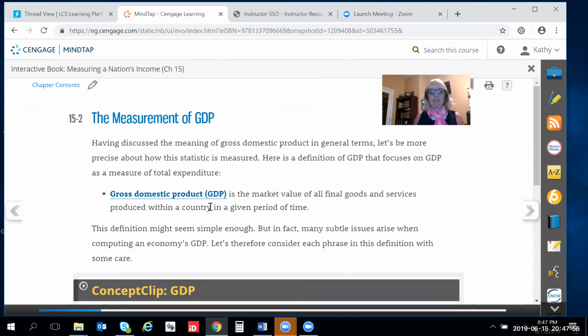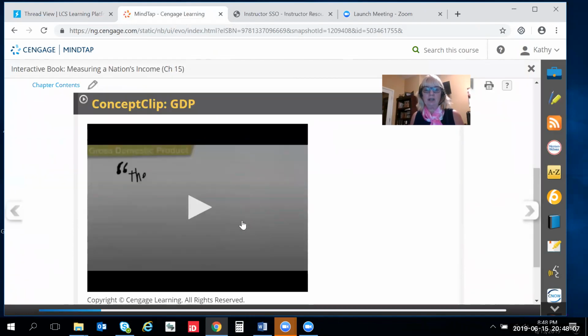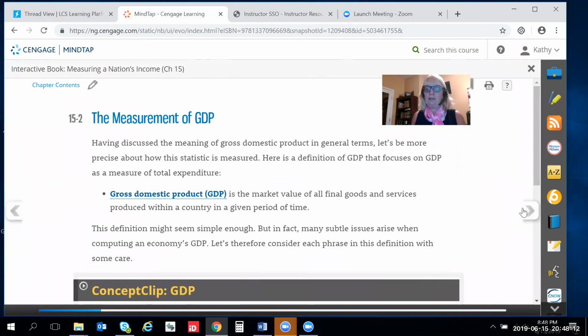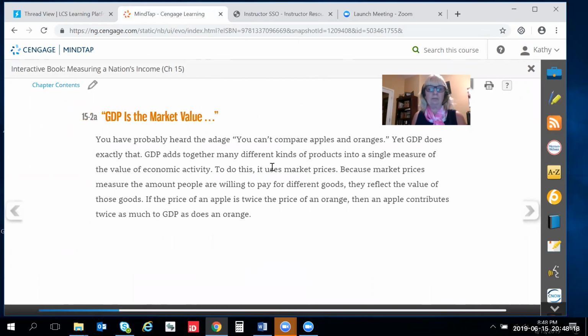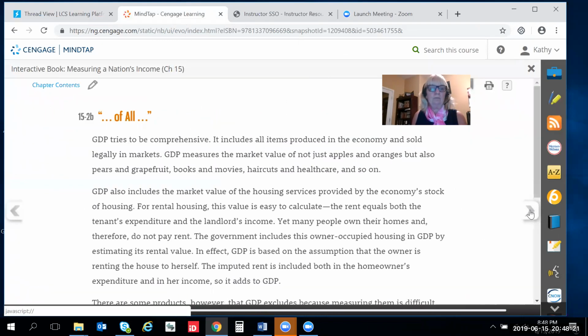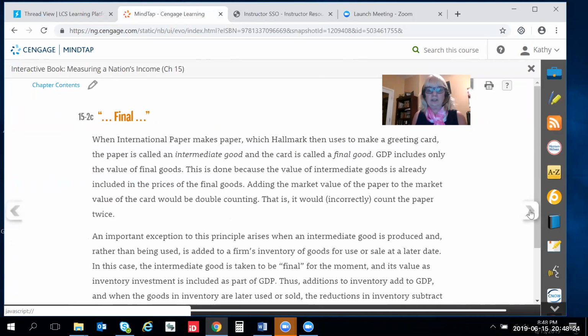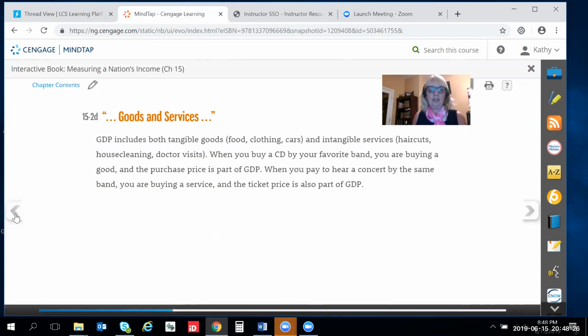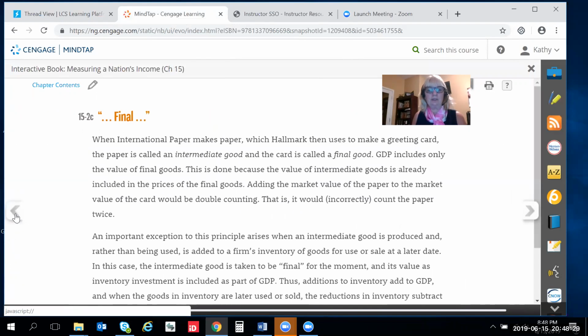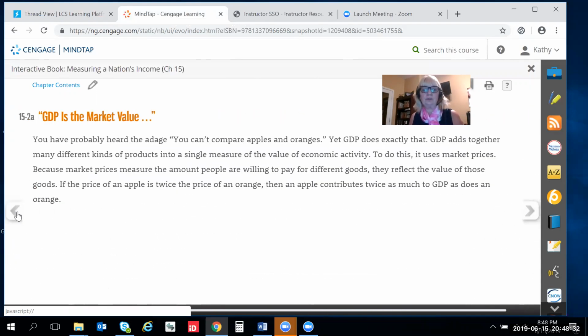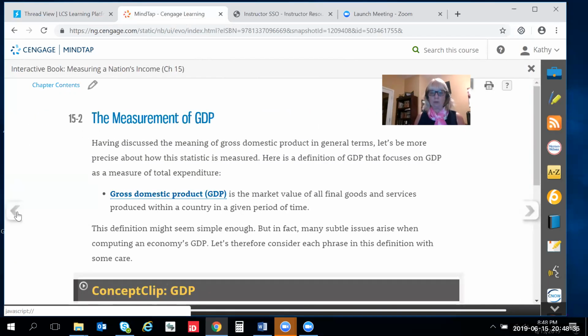So the definition of GDP is the market value of all final goods and services produced within a country in a given period of time. And I would just bring to your attention that, first of all, there's a video right here. I always encourage you to watch that. And then if you go forward in this section of the textbook, it breaks this down point by point. Market value, all final goods, goods and services. It goes through that entire definition in some detail. So I would just encourage you to be sure and go through that as you're doing your reading.